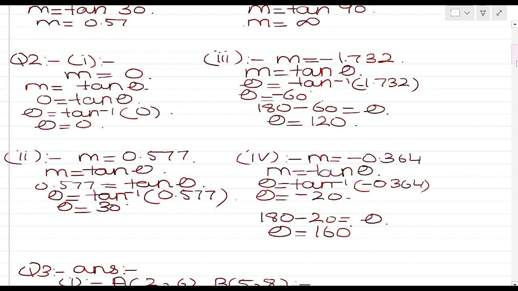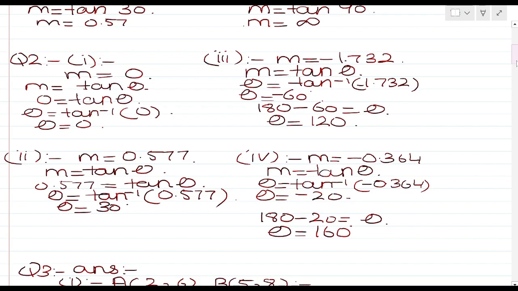Now in the second part, here our m is equal to 0.57. So we are again going to use m is equal to tangent of theta, where m is 0.57. And by taking the tan inverse of 0.57, we get the value of theta, our inclination, as 30 degrees.